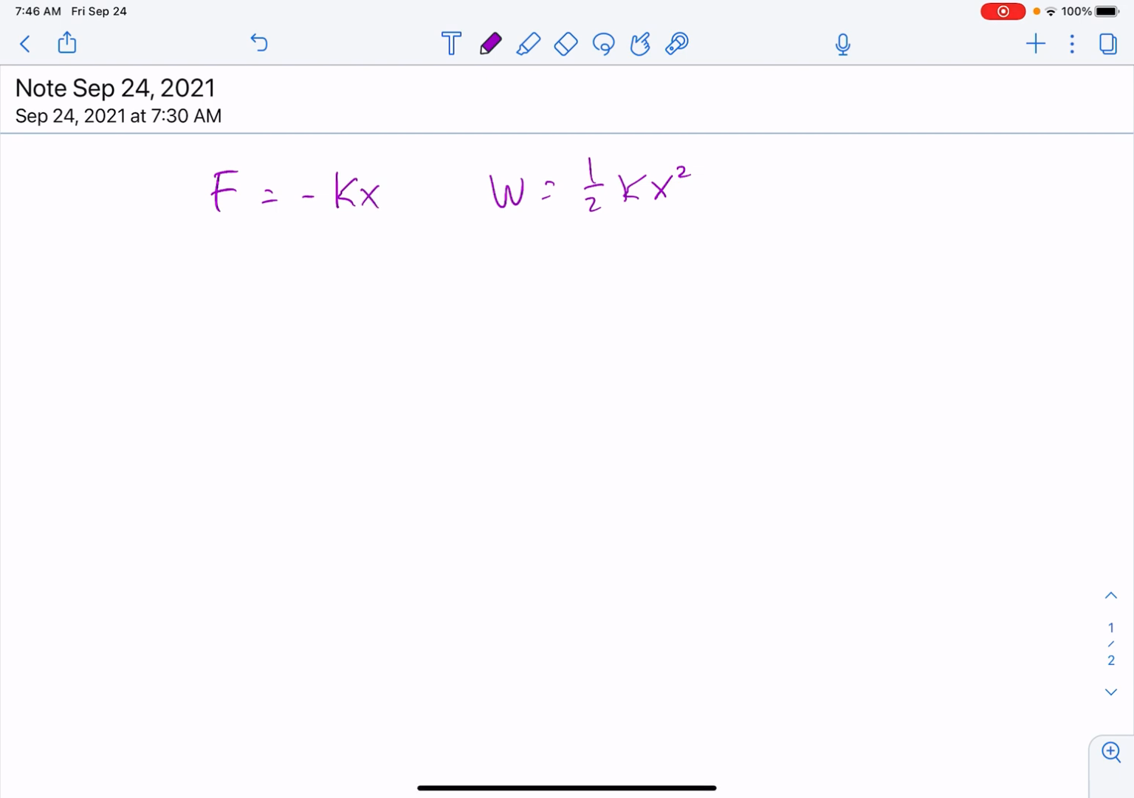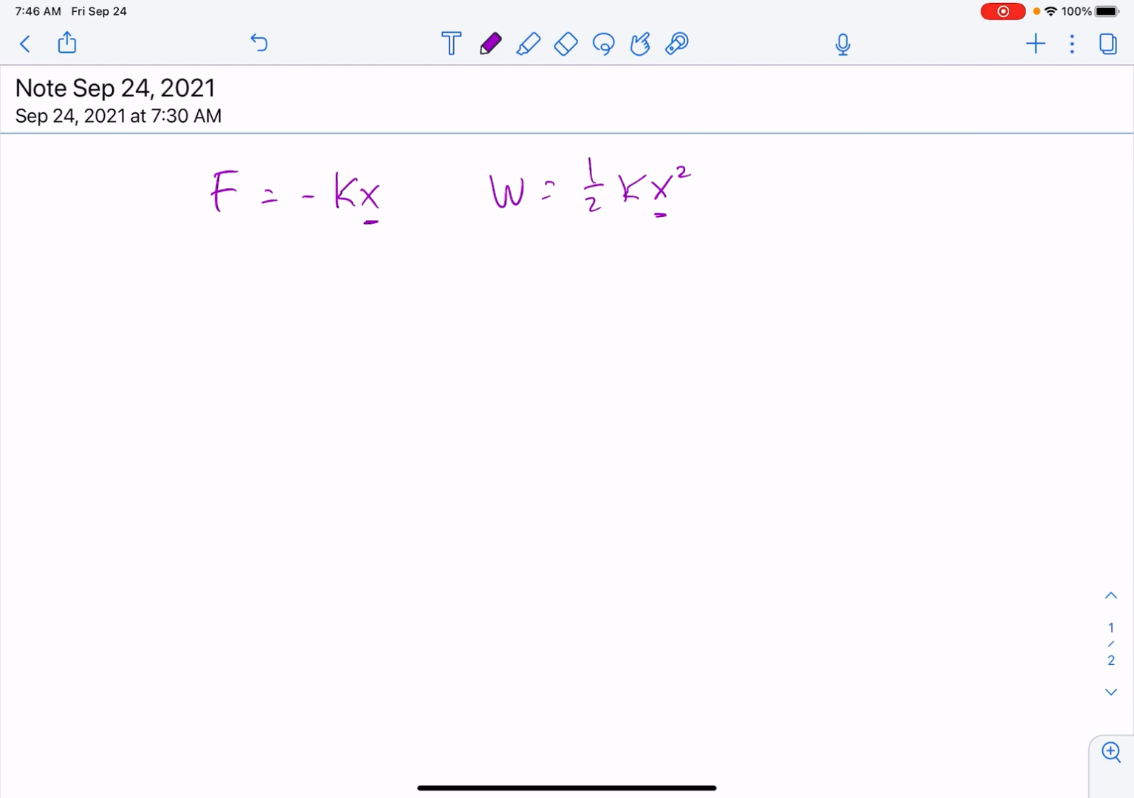There we go. Now, x is the distance that you compress or stretch the spring, or if it's an elastic band, that you stretch the elastic band. Now, of course, you can always stretch a spring or a band too far and exceed its elastic limit. So we're assuming we are doing reasonable forces to stretch the spring.